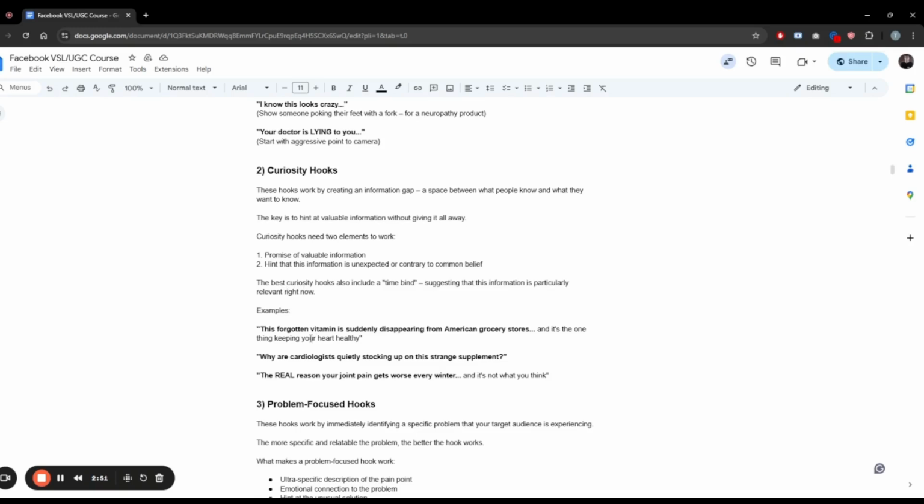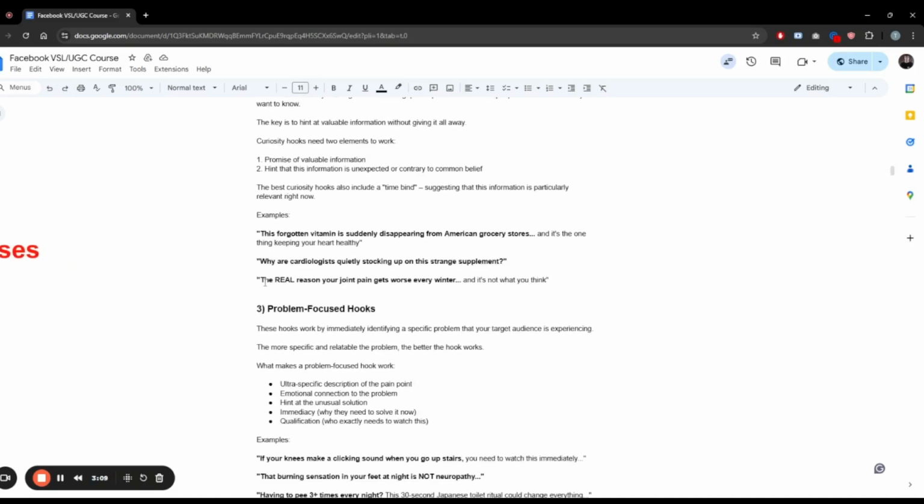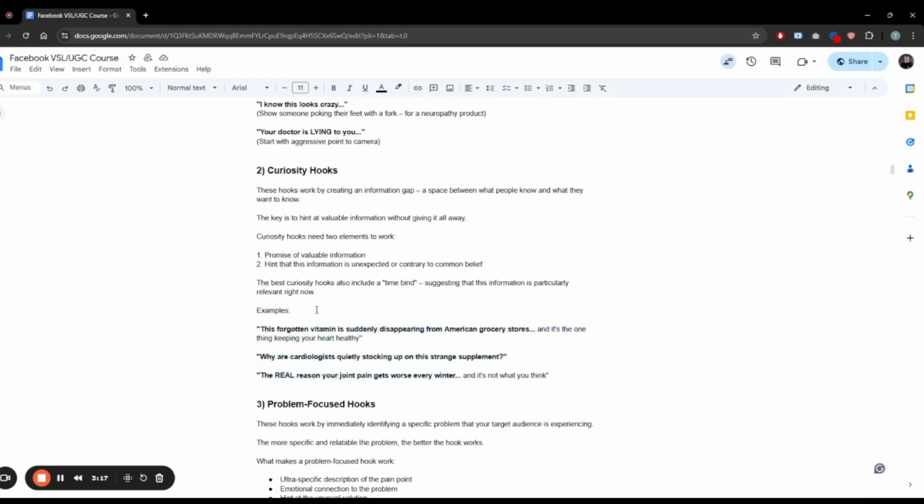So for example, this forgotten vitamin is suddenly disappearing from American grocery stores, and it's the one thing keeping your heart healthy. Or you can have why cardiologists are quietly stocking up on this supplement. Or the real reason your joint pain gets worse every winter and it's not what you think. So this spikes curiosity and makes them hungry to find out more and watch your video ad.